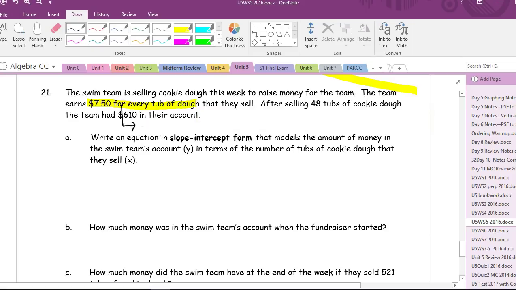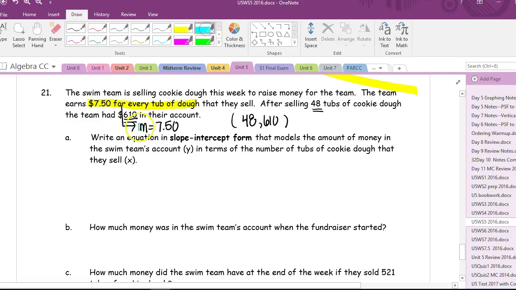And what's another name for rate? Slope. Okay, so you have slope. You also are told 48 tubs, $610. So this is giving you information to write a point. Think about what's dependent. Would tubs or money be dependent? Money is always dependent. So that means your 610 will be your y coordinate. Your 48 is your x coordinate.